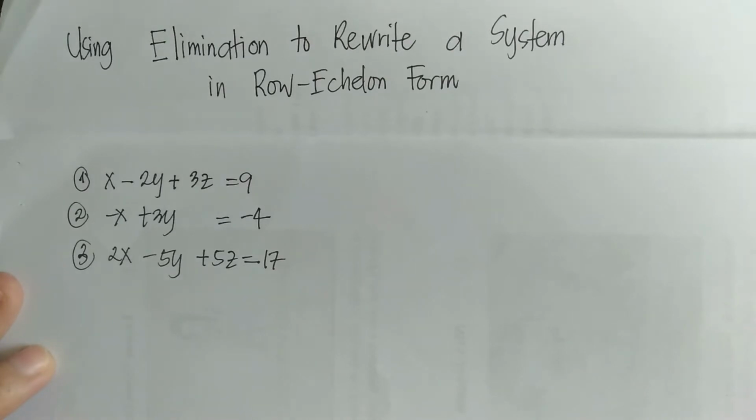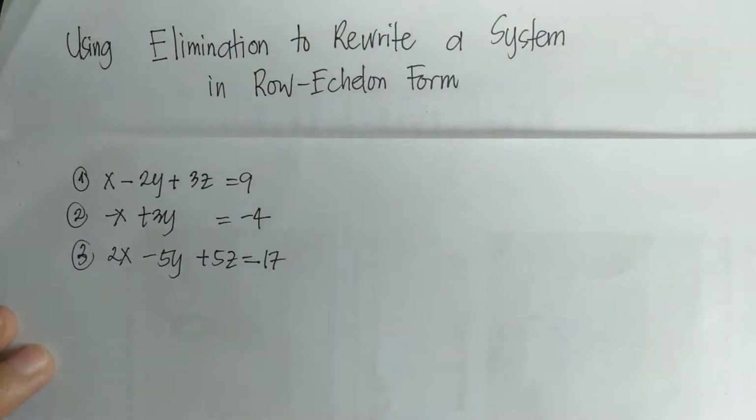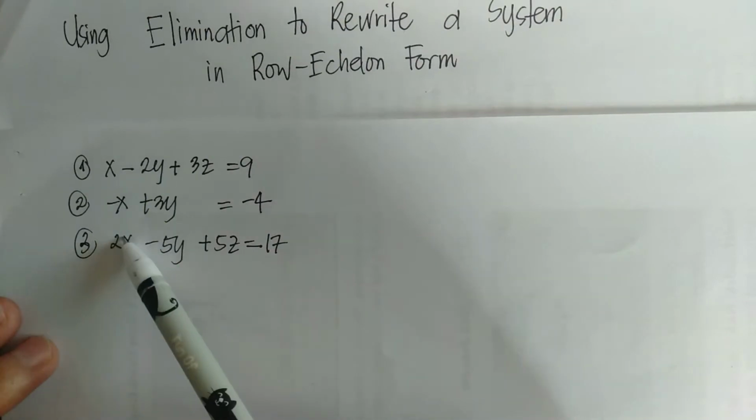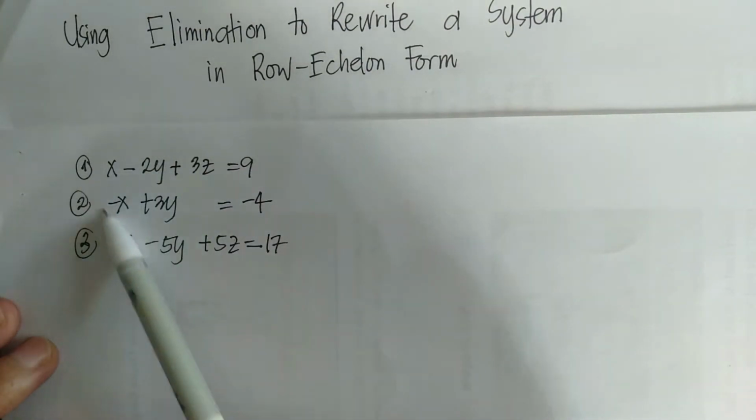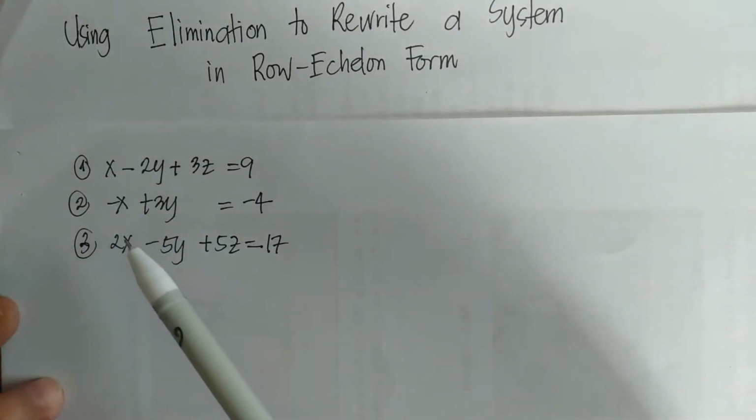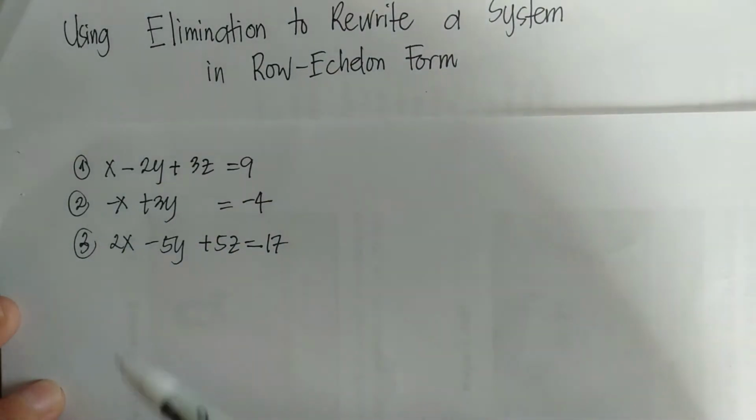when the system is in row echelon form, you can already use the back substitution method to solve for its variables. But this time, I am going to show you how to rewrite the system by using the elimination method. Our goal here is to transform the system into one in which each variable has a leading coefficient of 1.